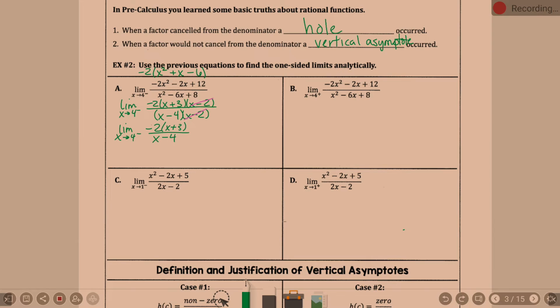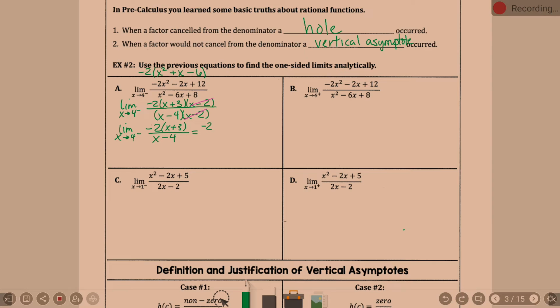Now, from that point, if there's a vertical asymptote, you've got a 50-50 shot. It's either approaching positive infinity or negative infinity. But here's the deal. We have to know which. So if we're approaching 4 from which side? The left. Put a number in that represents that, and think about what happens. And again, this can be done without a calculator.